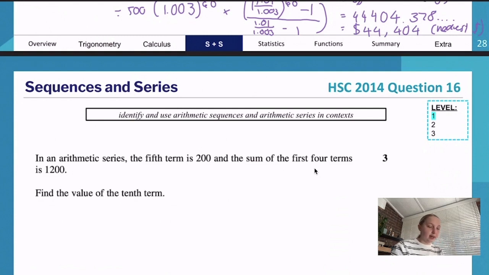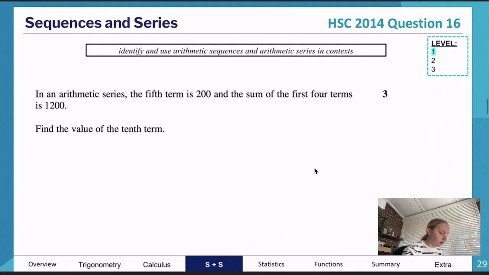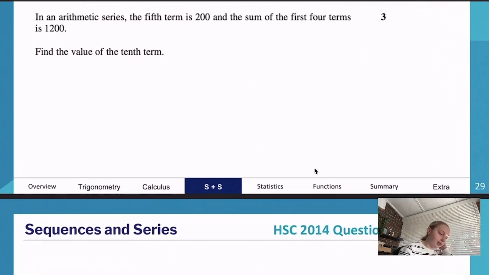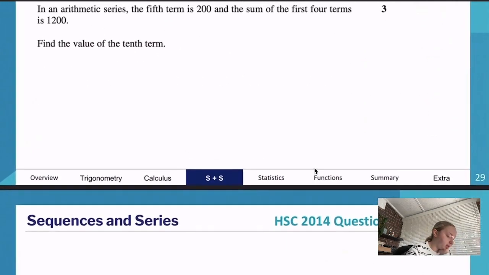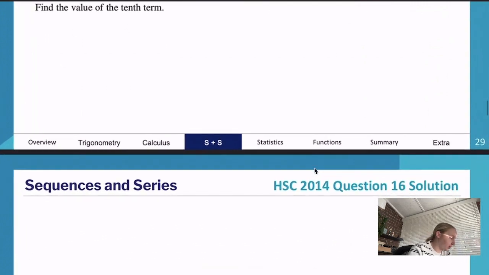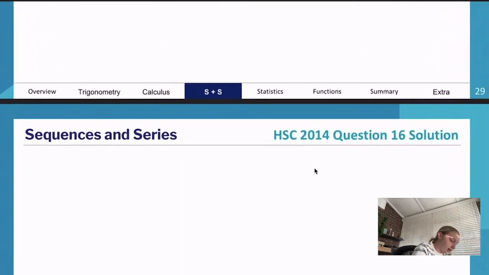So this is a pretty simple sequences and series question. If we've got an arithmetic series where the fifth term is 200 and the sum of the first four terms is 1,200, find the value of the 10th term. If they've given us the fifth term and the sum of the first four terms, then we're going to have to use both of our formulas for an arithmetic series. So if we've got the one for the nth term, a plus (n minus 1) times d.